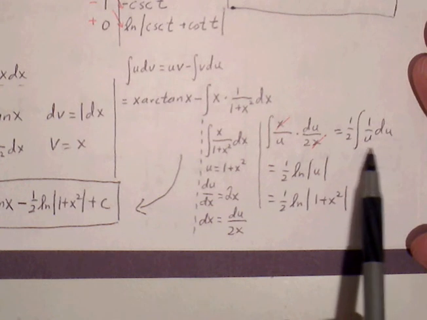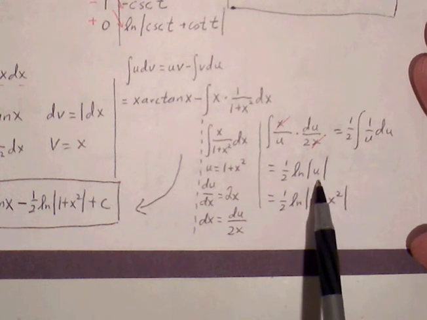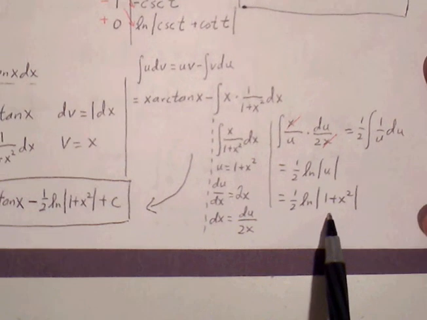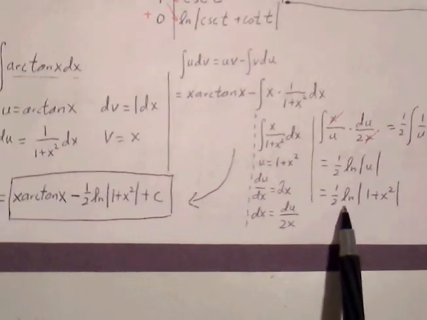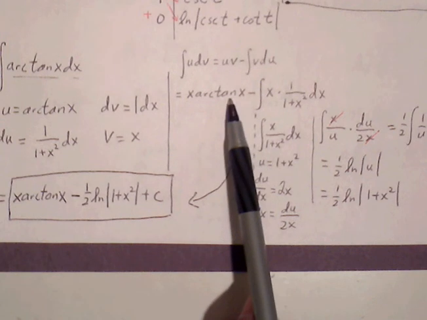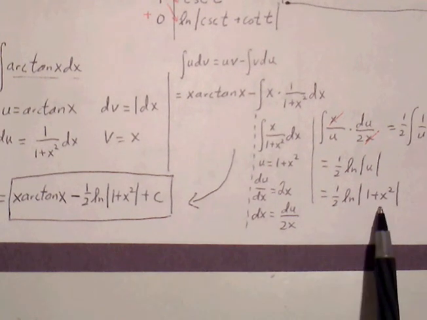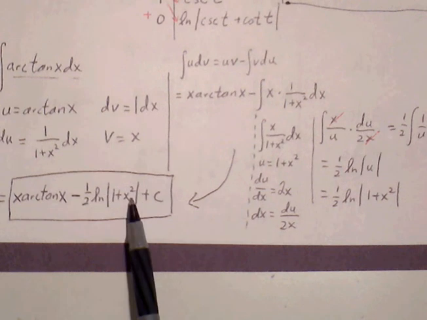And then the integral of 1 over u is simply natural log of the absolute value of u, and then replace our u value back with 1 plus x squared. So this is the second portion of our solution. We have x arctangent of x minus 1/2 natural log of 1 plus x squared, and then plus c.